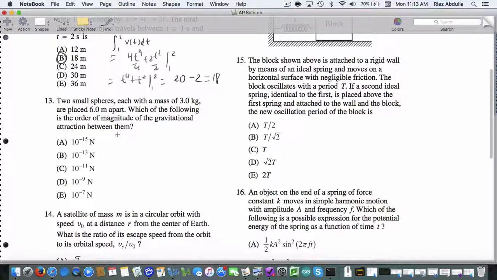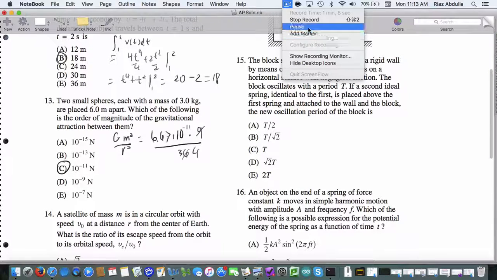So let's get the gravitational force. It's going to be G, and we have two masses that are the same, so I'm going to call this m squared over r squared. So this is going to be 6.67 times 10 to the negative 11th times 9 over r squared, which is 36, so this ends up being 1 over 4. So our force is on the order of 10 to the negative 11th.